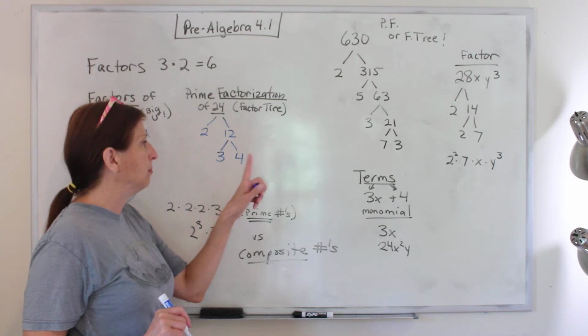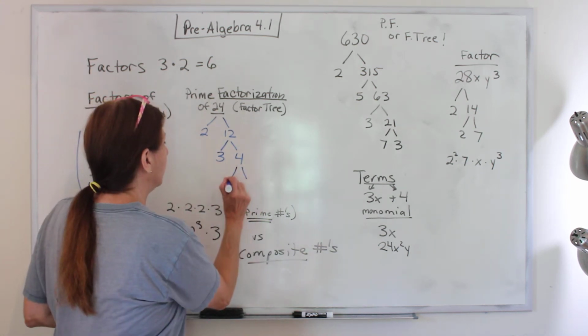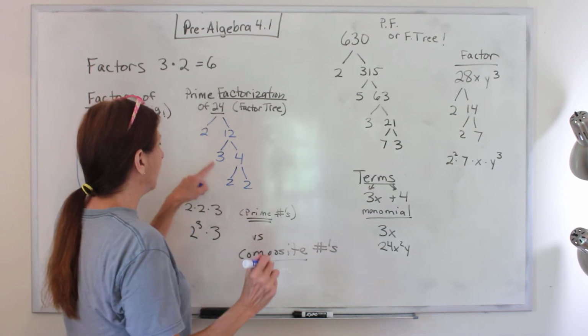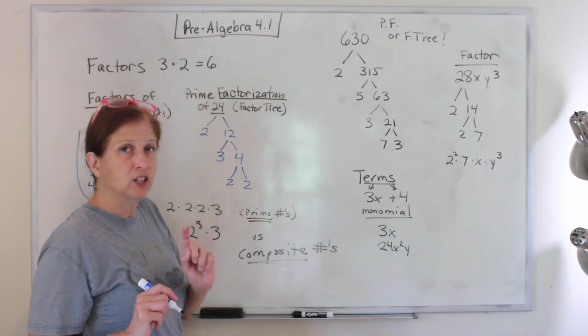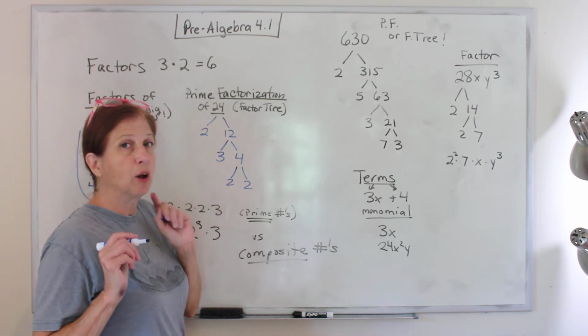3 is prime, but 4 is composite. I can think of 2 numbers that equal 4. It's 2 times 2. Now every end branch of my upside down tree is a prime number, so I know I'm done.